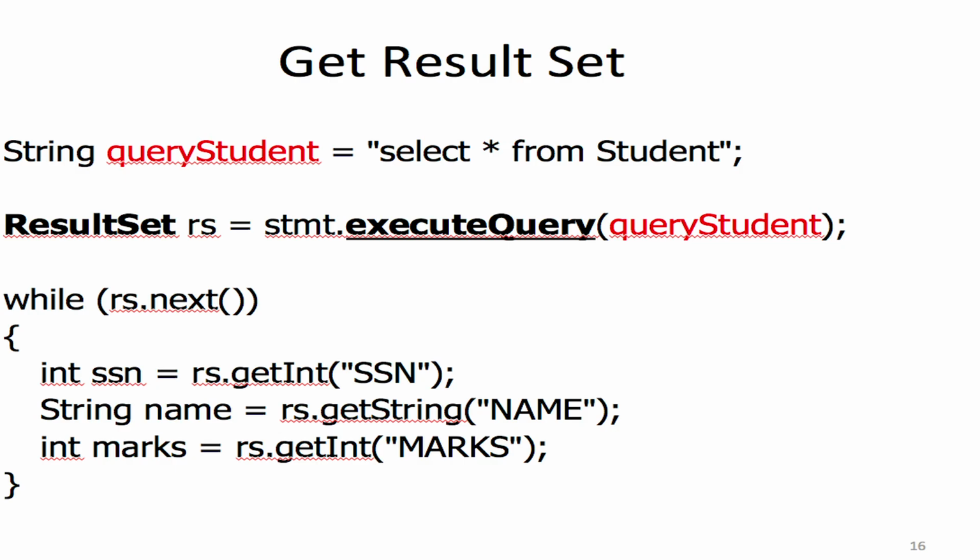So now we have three variables ssn, name, and marks in small letters. The values which we have collected by these three functions from the first line of this result set, rs being a reference of this result set, we have stored into the variables, and these variable values can be processed in the Java program. So this is again the database connectivity program.